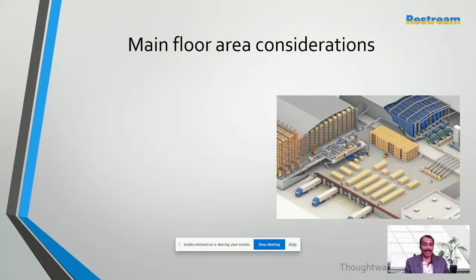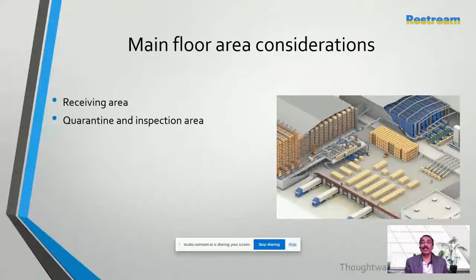Coming to the major floor area considerations, the one on the supply side could be the receiving area. Second is a quarantine or inspection area when an item is rejected or on hold. We use this word quarantine for a very long time in a warehouse function. So you need to provide a suitable isolated place for such items. Reserve storage area: suppose you are getting regular or extra material, you should have a primary storage as well as secondary storage.